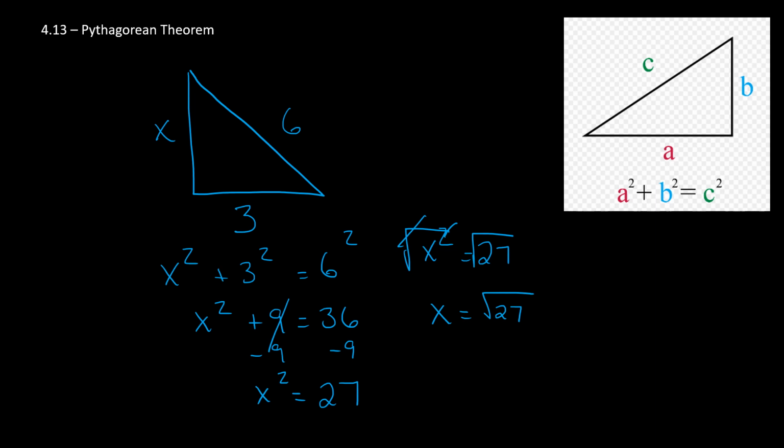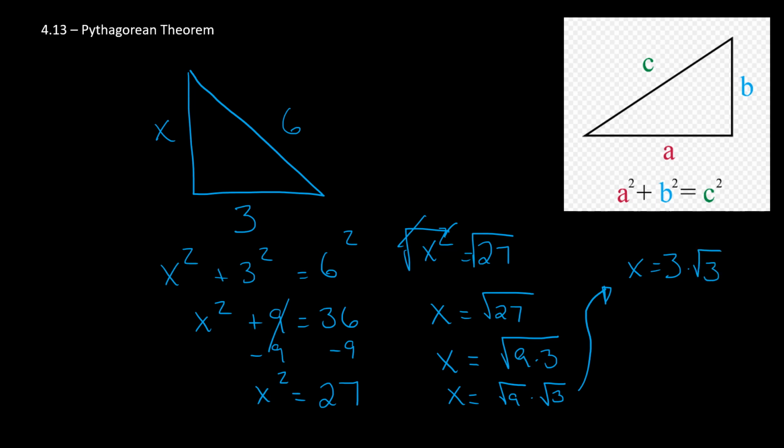I'm sure a lot of you guys are already thinking about it. See that 27 is divisible by 3. So we'll say x equals the square root of 9 times 3, because 9 times 3 is 27. And this works out nicely, as we can split this up as the square root of 9 times the square root of 3. And we know the square root of 9 is 3, so x equals 3 square root of 3.